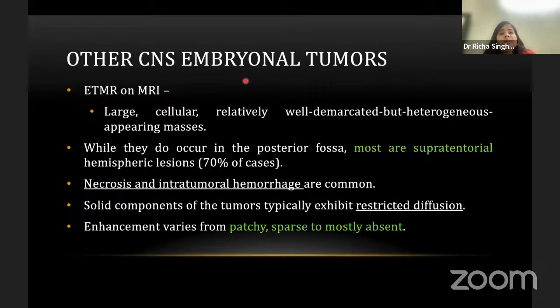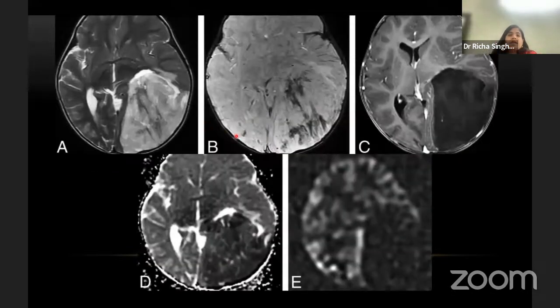Now, in other CNS embryonal tumors, the morphology of ETMR on imaging is important because they are supratentorial lesions, and their differentiation from large supratentorial lesions like supratentorial ependymoma and astroblastoma becomes important. DIG also becomes important. So let's see the imaging of this lesion. What is the differentiating feature? That's how we can differentiate these lesions.